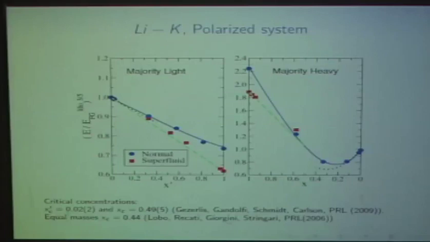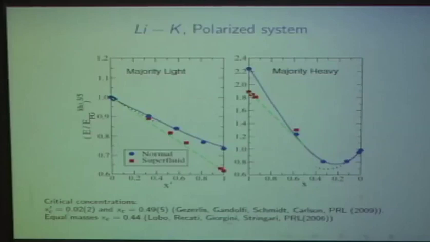And then finally, here is the polarized phase diagram. For the majority light and majority heavy cases, the blue points represent calculations performed using a wave function describing a normal phase, so without BCS correlations. And the red points are obtained by using a trial wave function with BCS correlations. So the idea is the same that Stefano described about the polaron and molecules. The wave functions have different nodal structure, and then we are projecting the properties of a system in a normal phase or in a superfluid phase.